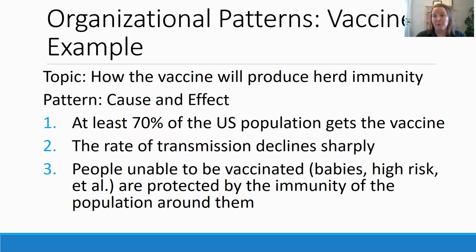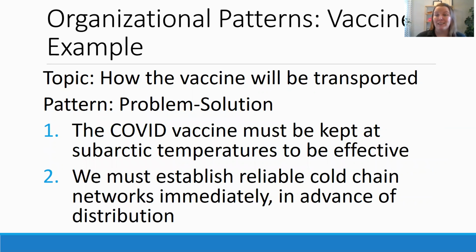If I wanted to talk about how a vaccine produces herd immunity, I might use a cause and effect pattern. So if 70% of the US population gets the vaccine, the rate of transmission will decline, and then people who are unable to be vaccinated are protected by the herd immunity of the population around them. So the effect is herd immunity, and the cause is widespread vaccination. If I wanted to talk about how the vaccine will be transported, because it has to be kept really cold during transport, I might use a problem solution pattern. In this organizational pattern, maybe I only have two main points to my speech, but they're pretty beefy, right? Because the first main point is the problem that the vaccine has to be kept really cold. And then my second main point is about how we need to establish reliable cold chain networks to solve the problem of distribution.